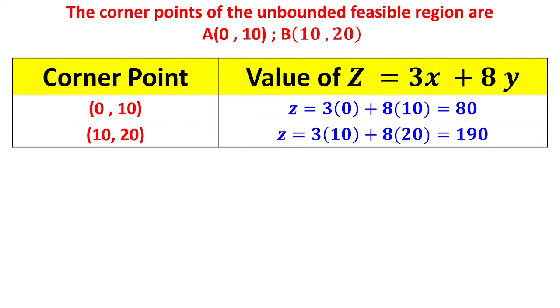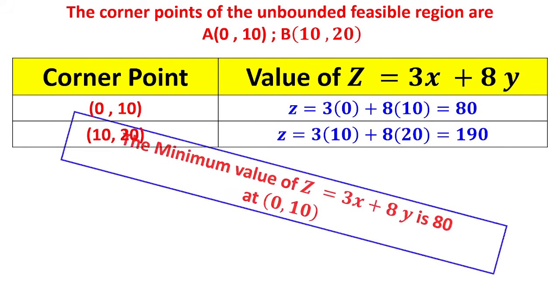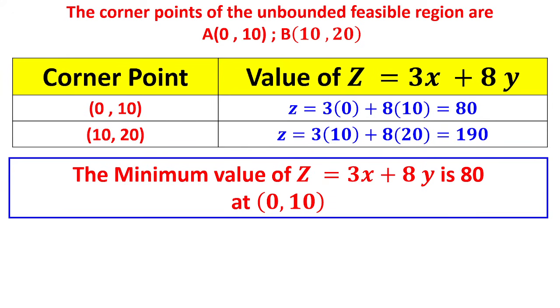I am getting at 0, 10 it is 80. At 10, 20 it is 190. Therefore, the minimum value is 80. Therefore, the option is A. That is 80.